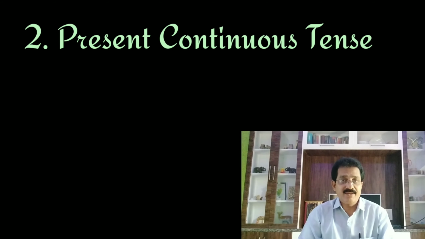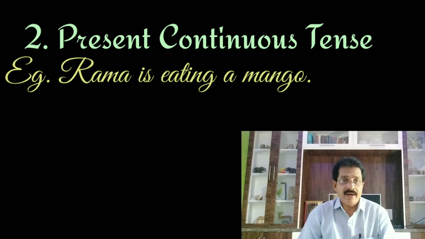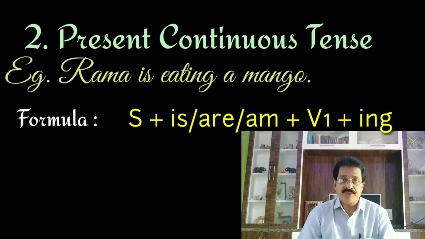Now you try to change this into present continuous. I guess it is Rama is eating a mango. So let's see the formula, because we said whenever we want to identify a tense or make a structure of a sentence, we should know the formula. Rama is eating a mango. Rama, subject, is, auxiliary verb.